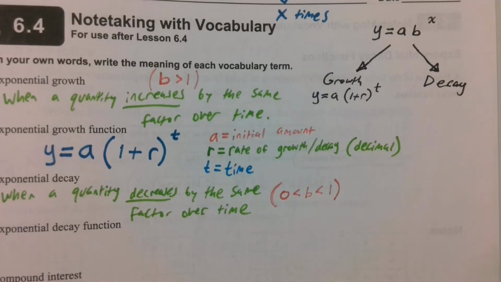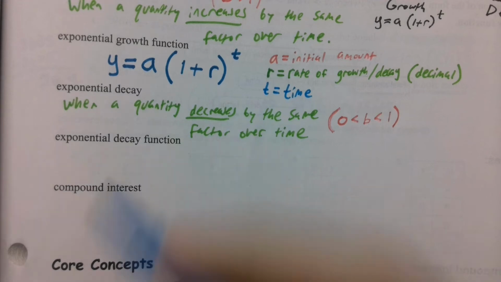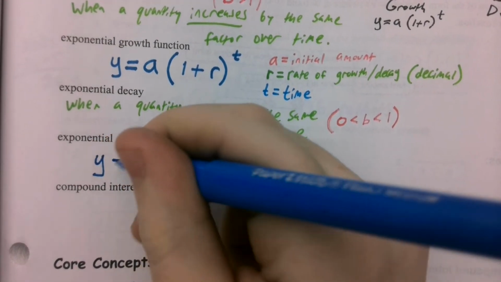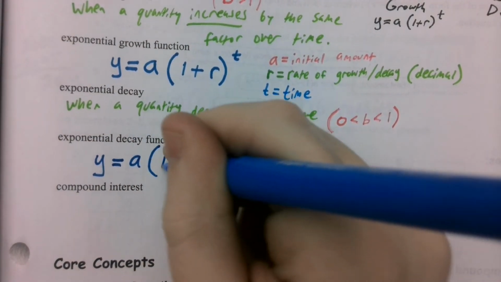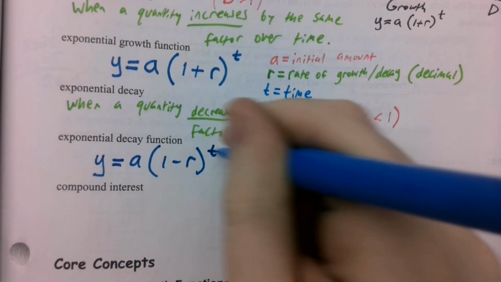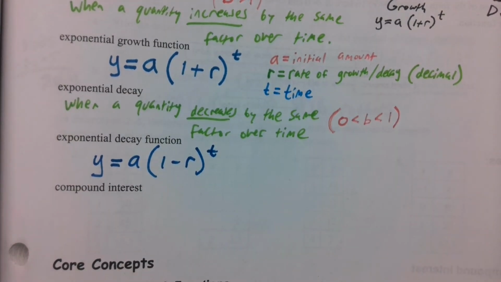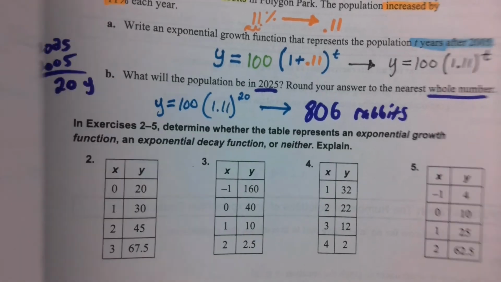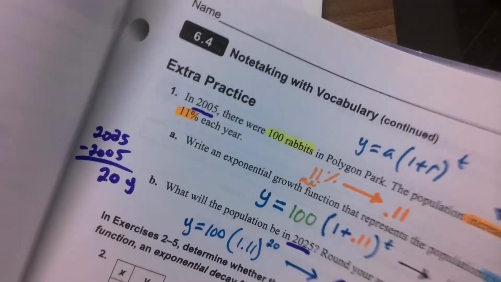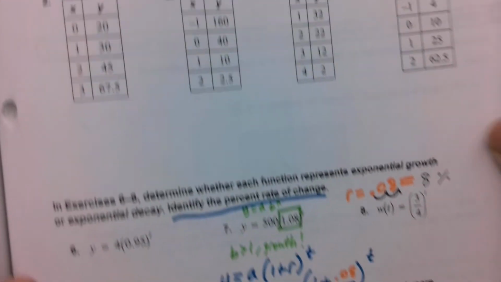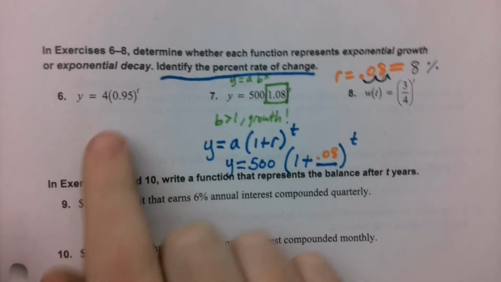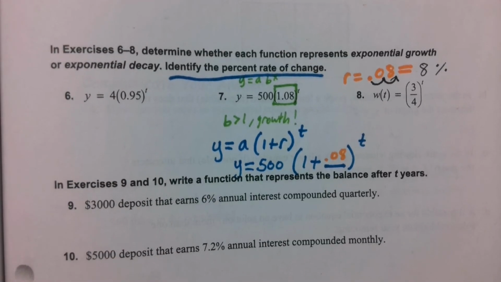So exponential decay is a lot like exponential growth. In fact, it is so similar, the only thing that changes is we change from plus to minus. There is one thing that gets a lot harder with exponential decay. Let's flip back to 187 and go to question number 6. Question number 6 asks us if this is growth or decay, and to identify the percent rate of change.